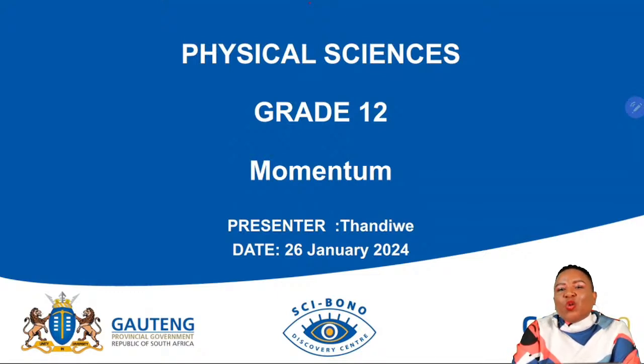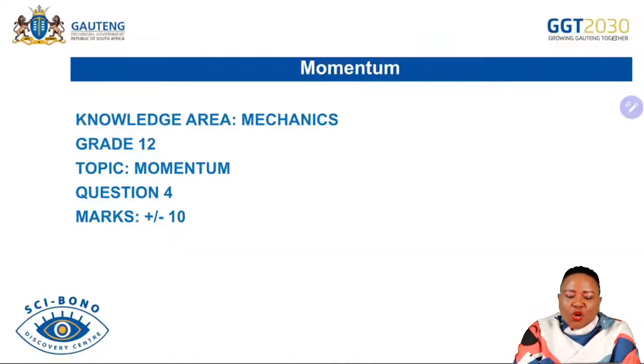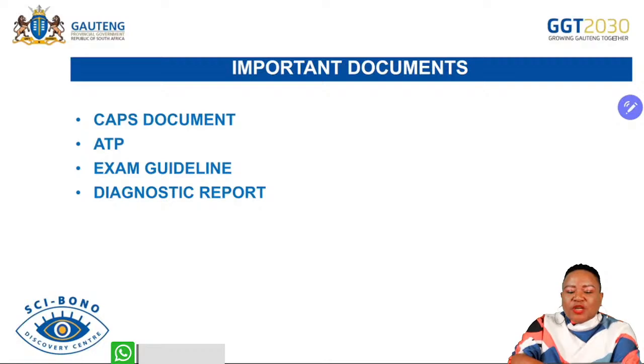We would also like to welcome you to the year 2024, as this is our first revision session in Physical Sciences. As I said, we are going to look at momentum. The momentum topic is under the knowledge area Mechanics in Physical Sciences. It is plus or minus 10 marks, and it is normally question 4 of our Paper 1 question paper.